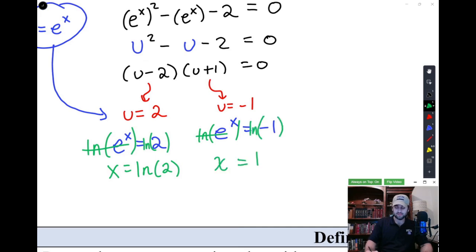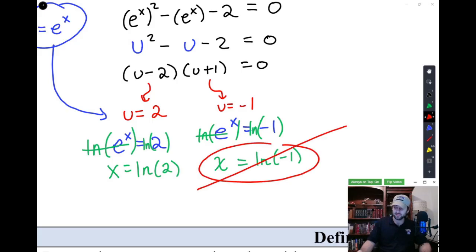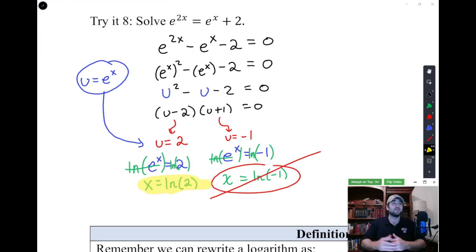What you do to one side, you have to do to the other. The natural log of -1. Hold up. You're not allowed to have a -1 inside of a natural log. It's against the rules. You're not allowed to have any negative. You're not even allowed to have 0 inside of a log. That was from the domain restrictions of log. And so that's not a solution. And we're left with only one good solution. x equals the natural log of 2.